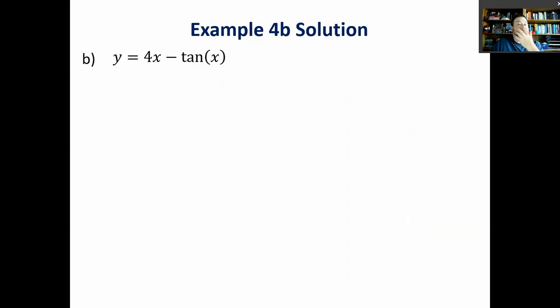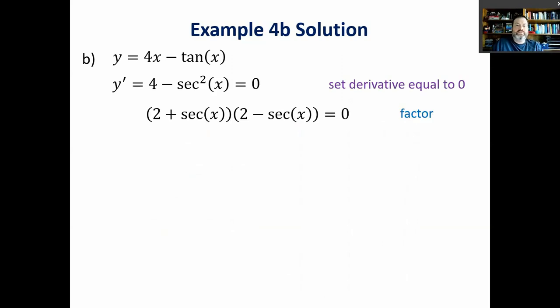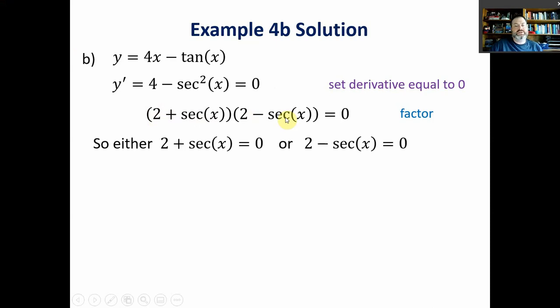All right, let's look at B. So here we have our function 4x minus tangent x. We're going to do the same thing we did before. Just going to set the derivative equal to 0, factor it, and then solve it. So similar situation. So we have to solve: either 2 plus secant x is 0 or 2 minus secant x is 0.